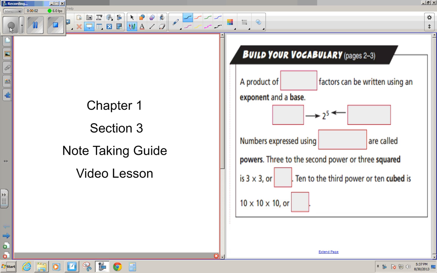All right, welcome back. This is Chapter 1, Section 3, Power and Exponents. So we're going to go ahead and just get started here.